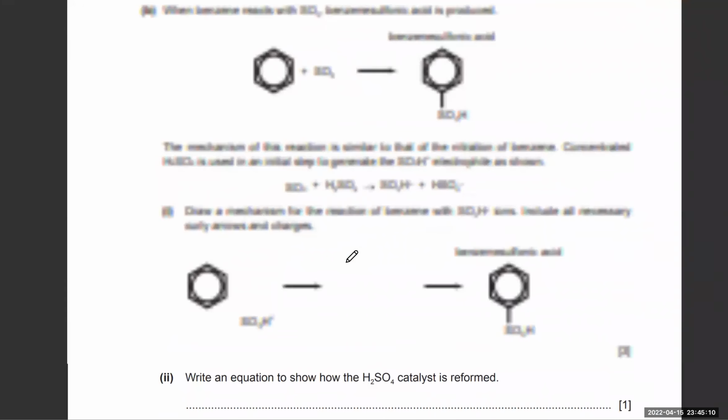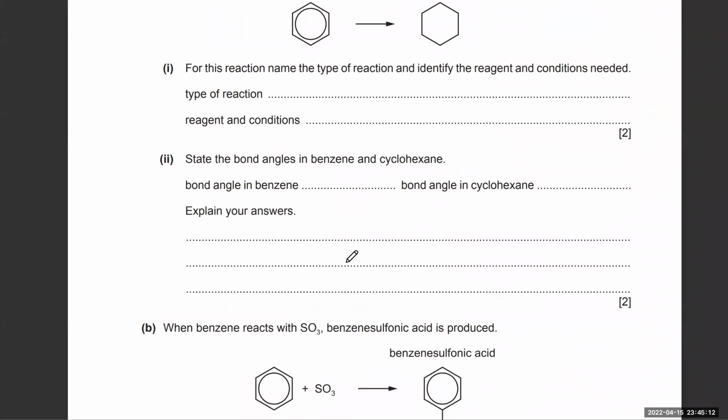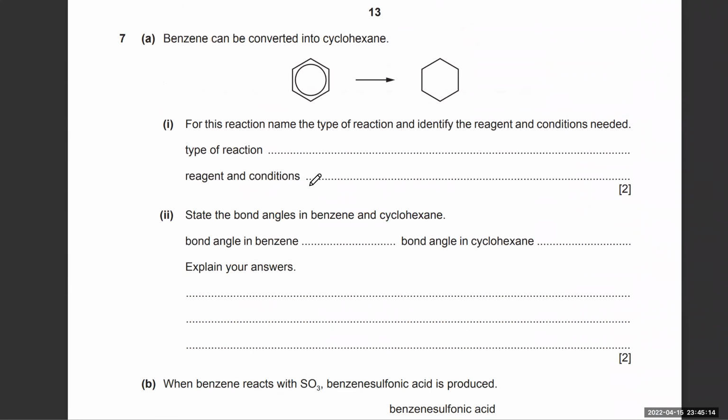Let's see, so we've got another organic question. Benzene can be converted into cyclohexane. Fine, type of reaction, and the reagents and conditions: that's an addition reaction. You're basically hydrogenating it, nickel plus H2 gas. That is what is happening. Bond angle in benzene, that is 120 degrees. And bond angle in cyclohexane, that's 109.5 degrees.